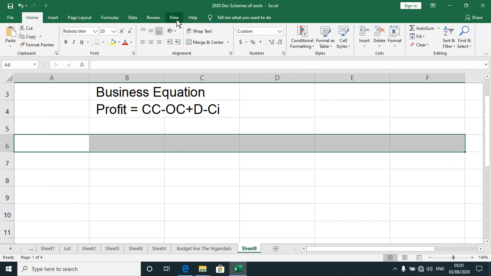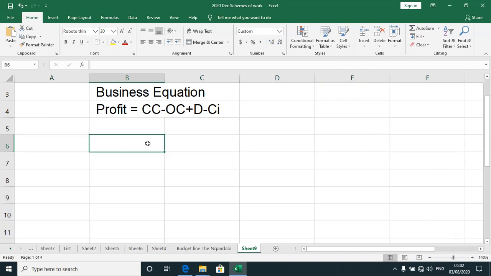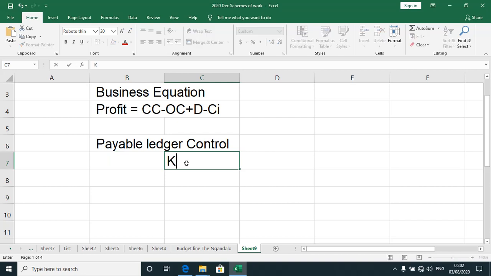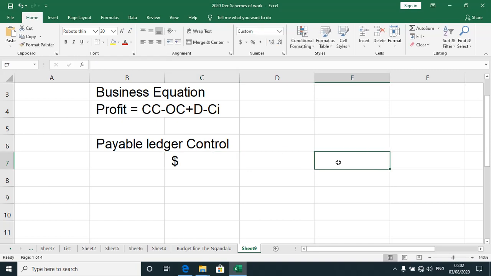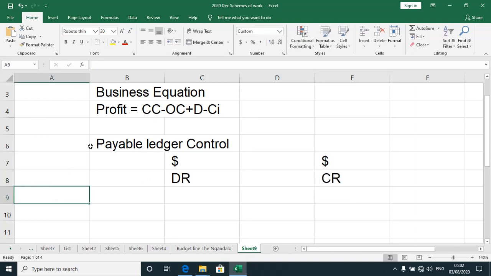Yeah, just let me work out something here that will help us. So I'll call my account payable ledger control, and I have the dollar sign. Okay, so maybe this side we can say debit, and the other side we can say credit, and you keep on following like that.